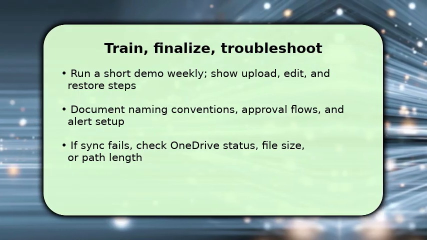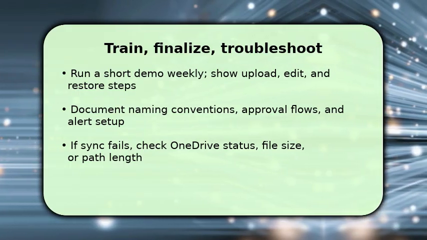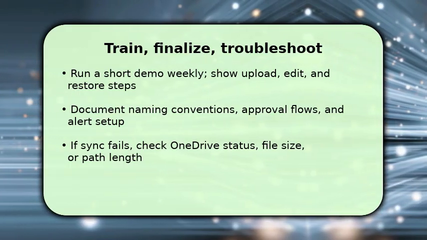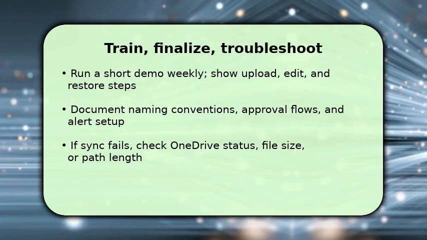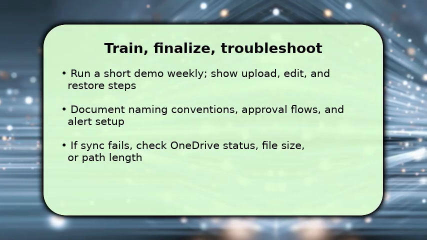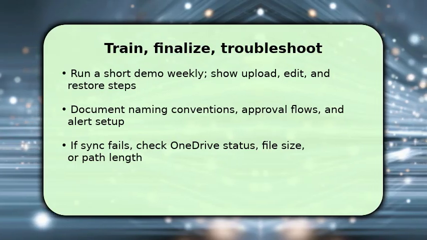If something breaks, start troubleshooting. Check OneDrive Sync client status, confirm file size and path length limits, and verify permission inheritance. Once resolved, log the fix and update your guide so others don't hit the same issue.